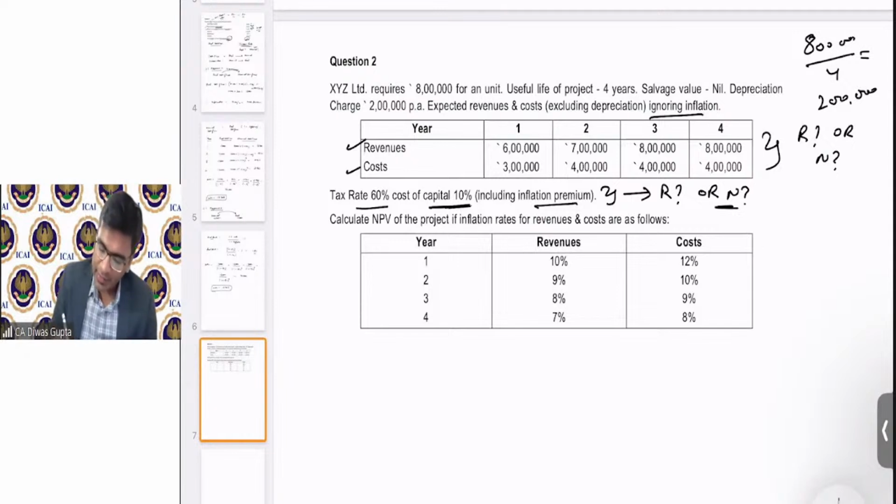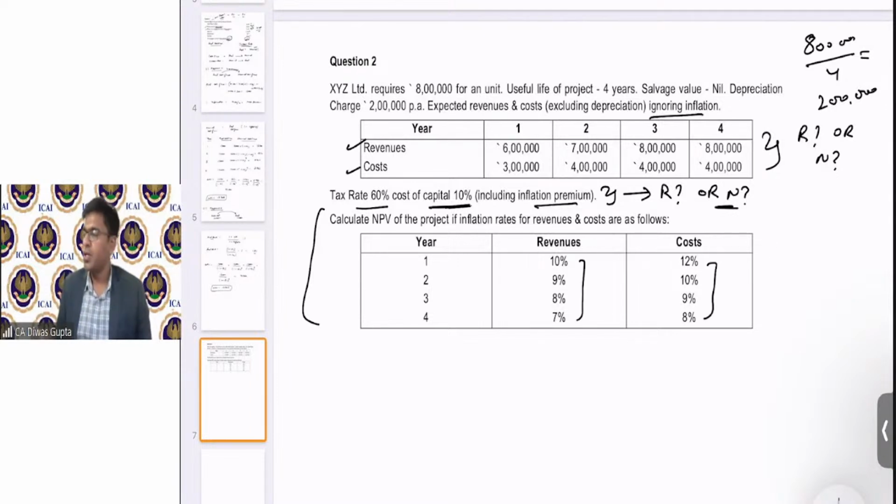Now, the question is asking us to calculate the NPV of the project if the inflation rates for revenue and cost are as follows. Revenue is this much, cost is this much. Now, students.